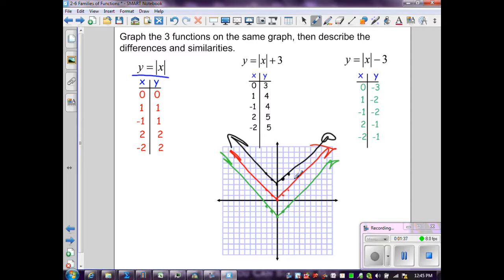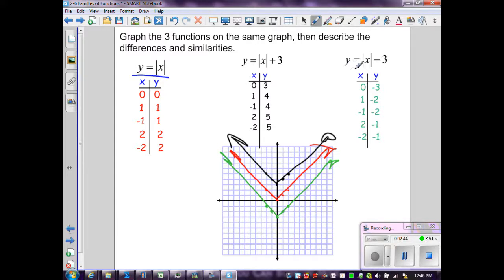So what we want to do is determine what happens when I add 3 to my parent function y equals the absolute value of x. I get the black graph, which would be 1, 4, 2, 5, negative 1, 4, negative 2, 5. In other words, every point from my parent function has been translated, or moved vertically, up 3 units. So 0, 0 now is 0, 3. 1, 1 is now 1, 4, and 2, 2 is now 2, 5. Same for the corresponding negative x values and their y.